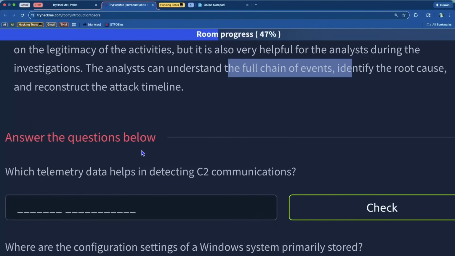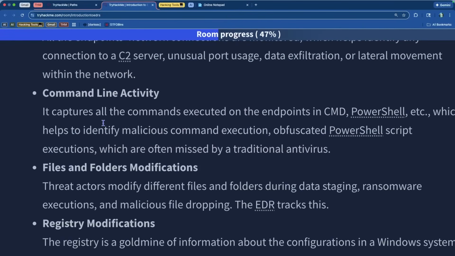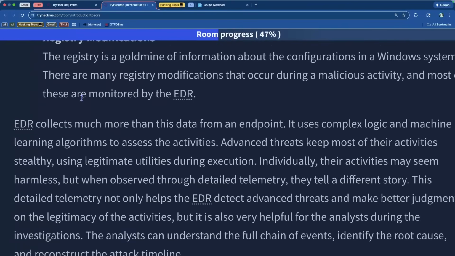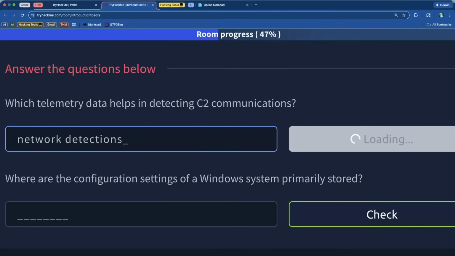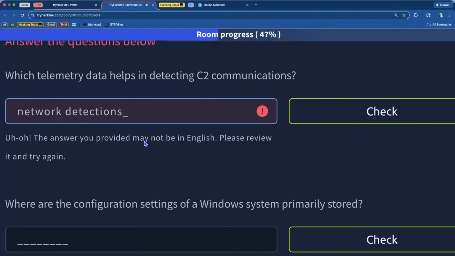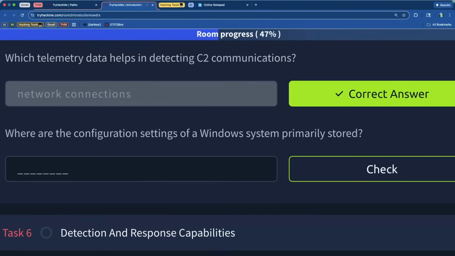So which telemetry data helps in detecting C2 communications? It's the network, right? C2 communications is a network connection type of telemetry. So that would be it here. Oh, my keyboard fell asleep. So let's do, there we go. Network connections. Okay, there we go.